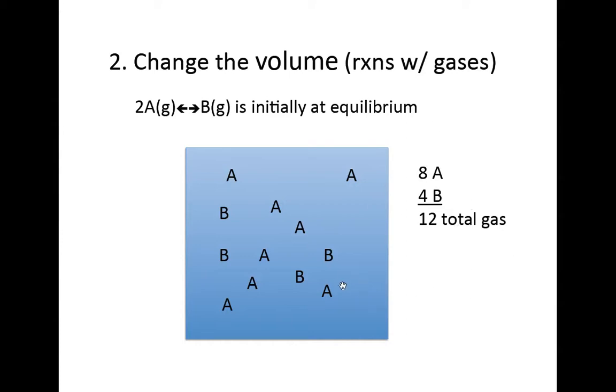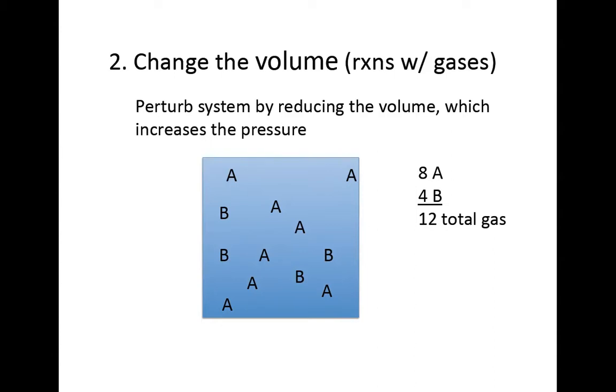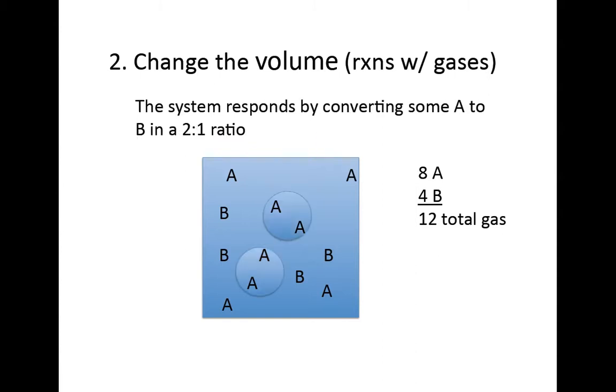So we're going to reduce the volume. The way to think about this is that we have perturbed the system by increasing the pressure. So to anticipate what Le Chatelier will predict, the system will have to respond in a way that diminishes that pressure increase. So how can we diminish that pressure increase?